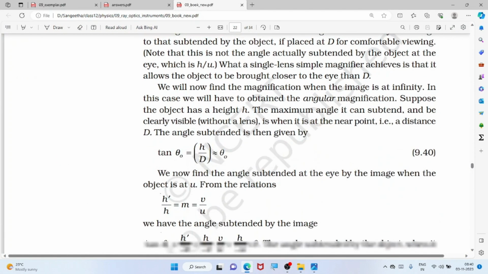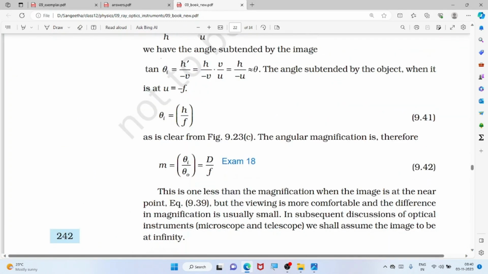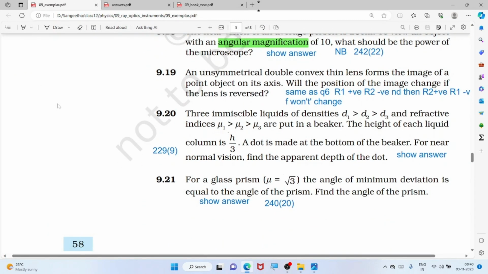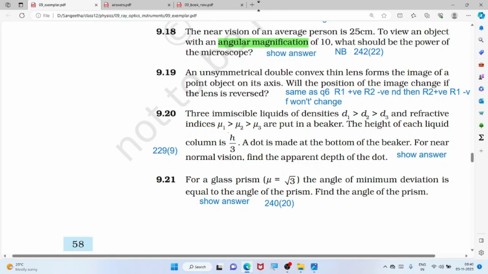See, angular magnification. An asymmetrical double convex thin lens forms the image of a point on the axis. Will the position of the image change if the lens is reversed? See, this lens maker formula, it won't change, if you interchange between R1 and R2.